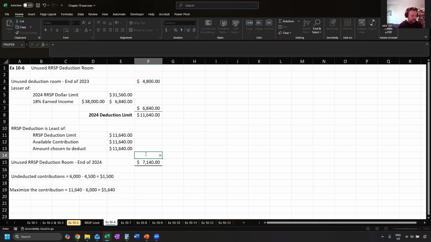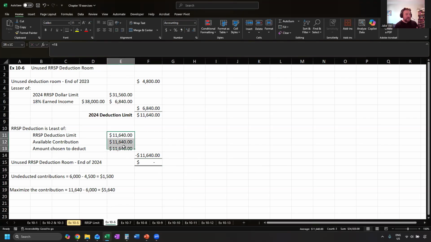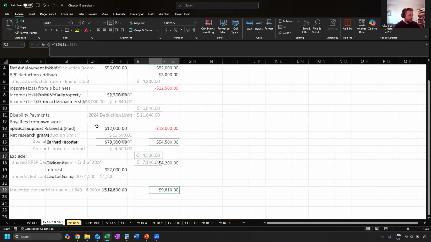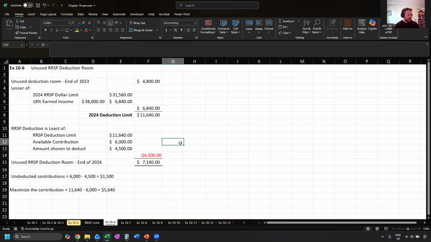So this equals the minimum of these three numbers, but we've now made it so that those three numbers are the same, so we get to deduct our full amount. To deduct the full amount, you need to contribute that amount, and then you need to choose to use all of it. So this is back to 4,500, and this is back to 6,000. Those are red so we know when we're subtracting something.